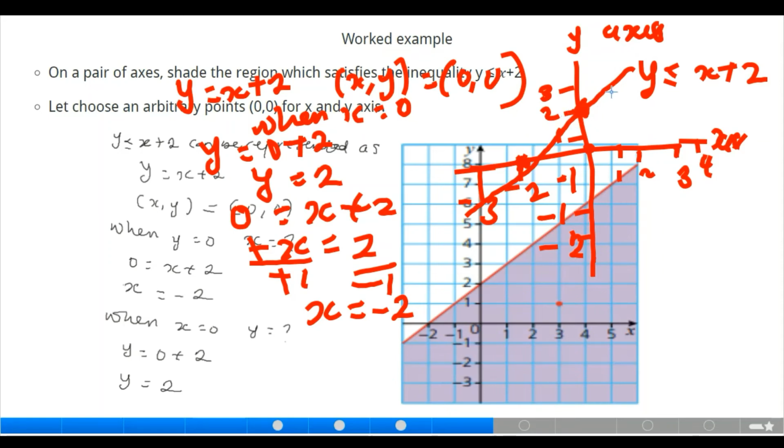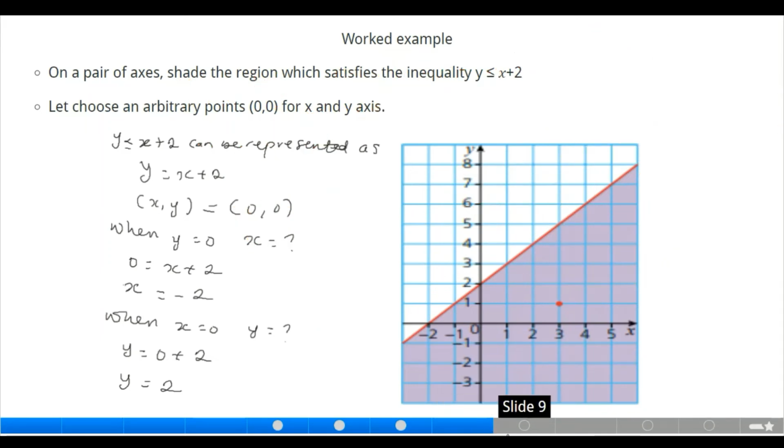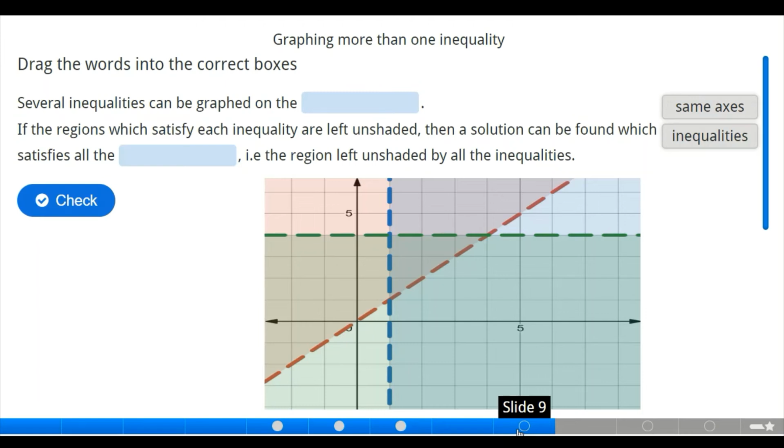Now, if we trace this part here, this is the shaded part of the inequality, and the other part that is not shaded, based on the diagram we have here, is the solution set for that inequality. Now let's look at the next examples and exercises that we have here.